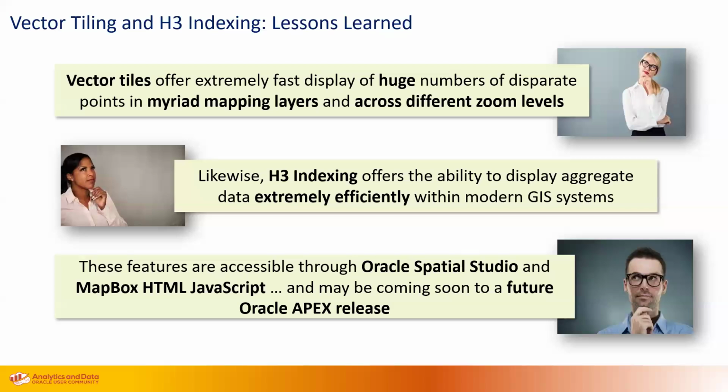Here's an example of modern map applications. H3 indexing returned, don't forget, vector tiles. But their focus is on aggregating data, right? And being able to zoom in and out and see where the concentrations are within that.